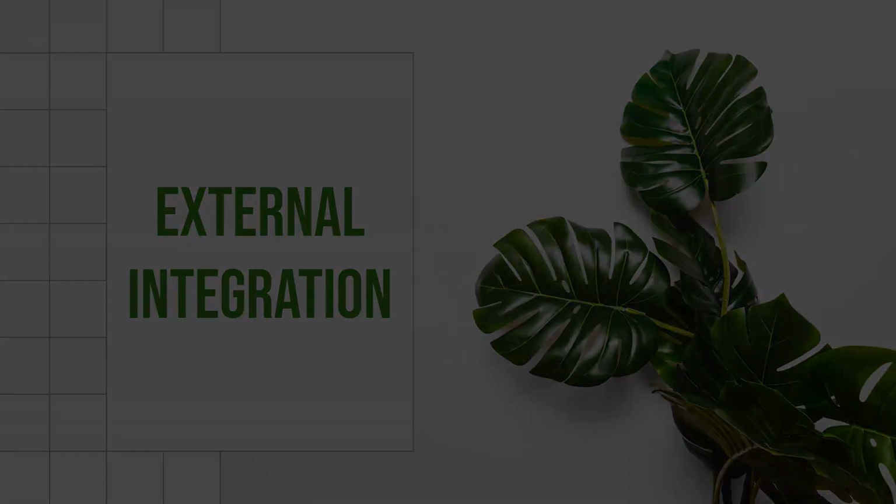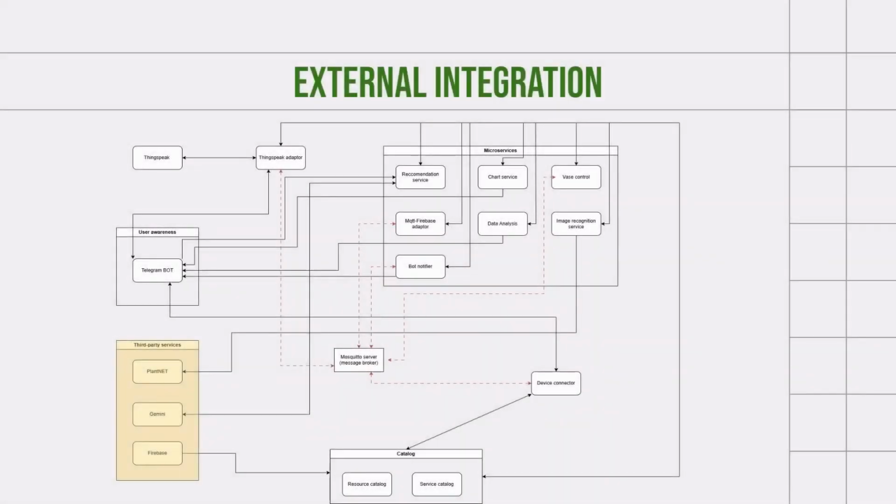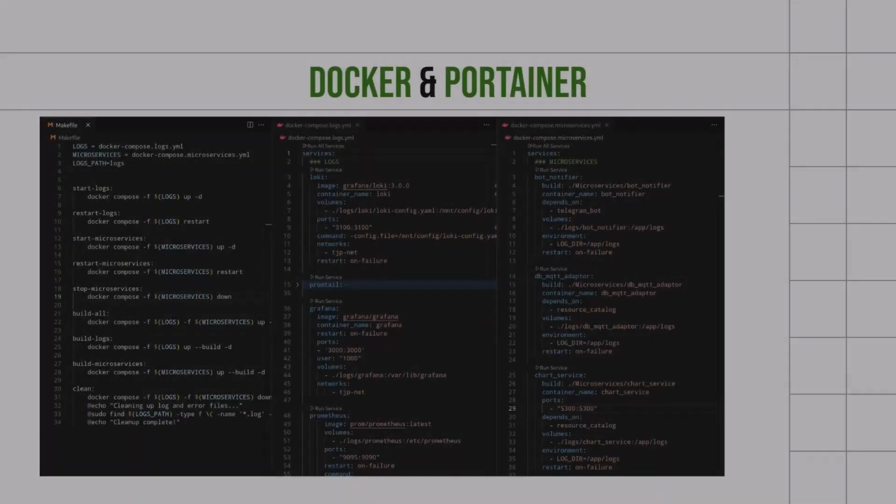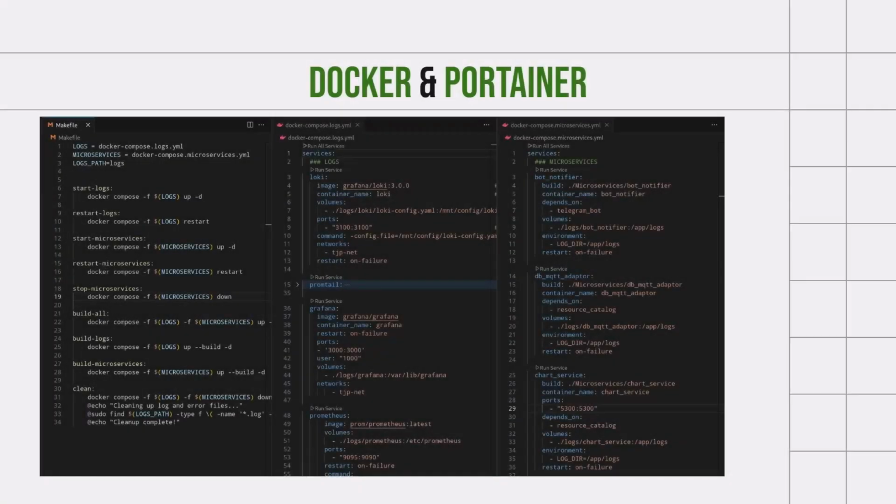External integrations. We use PlantNet, Gemini, and Firebase as our third-party services. And for all of them, we use Docker. We use Docker to ensure isolation, portability, scalability, and high availability, because instead of one system where, if a fault occurs, everything goes down, they could continue working independently. We use Docker Compose and Portainer for a web-based UI for easy monitoring and managing of these Docker instances. Here you can see a sample of our Dockerfiles for our microservices.